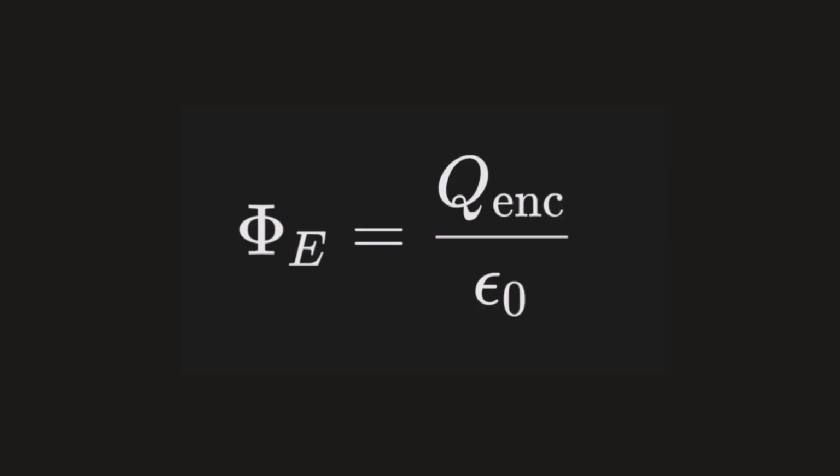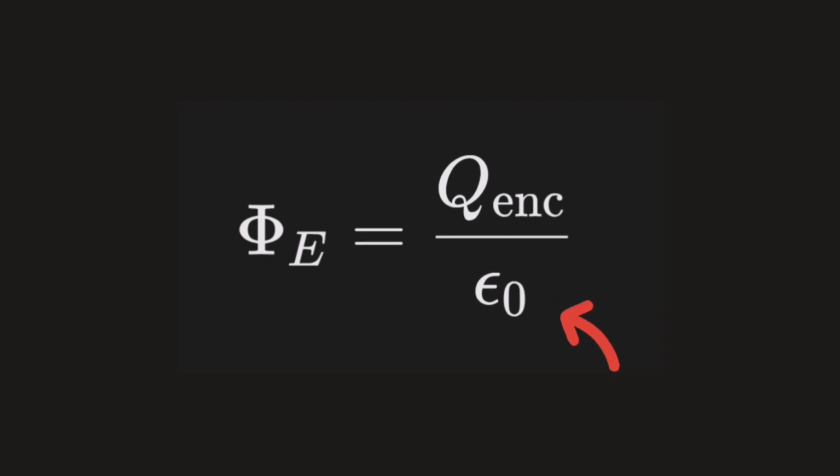The law can be written as, where we have the electric flux through the spherical surface. This is a measure of the number of electric field lines passing through the surface. Total charge enclosed by the surface. This is the charge inside the sphere, e.g., a point charge at the center. Permittivity of free space, a constant that measures how easily electric fields can pass through a vacuum.